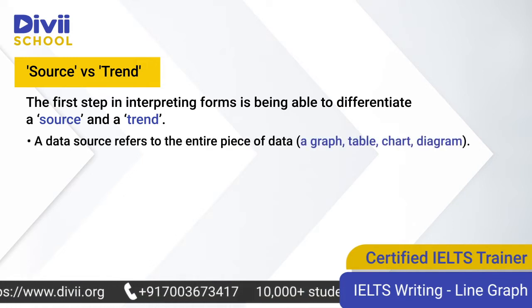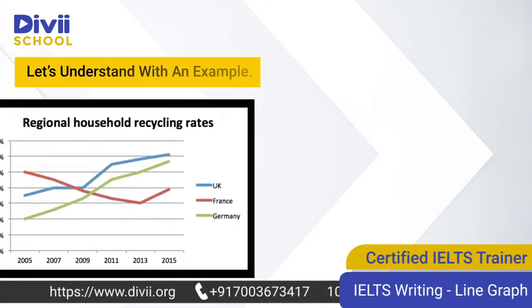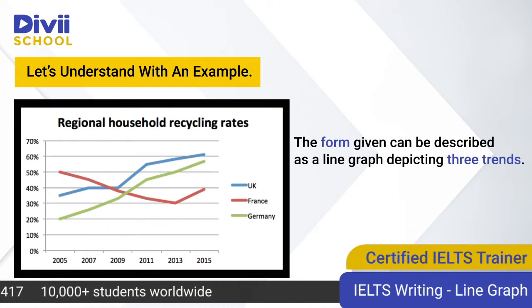A data source refers to the entire piece of data, that is the graph, table, chart, diagram. And a trend refers to a single changing item within the data source. Let us understand with an example. The form given here is a line graph depicting 3 trends.